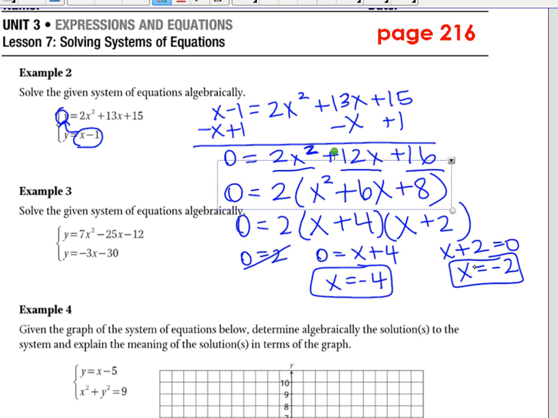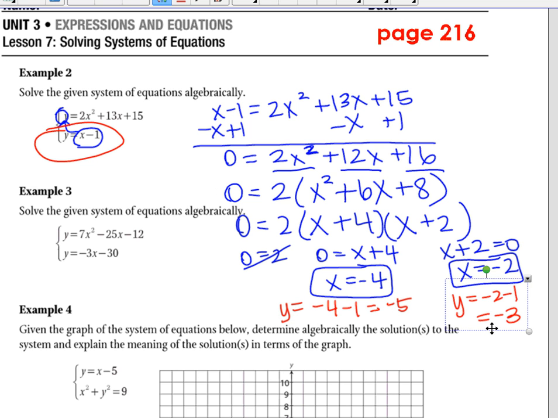Okay, but again, I have two x's. I need their corresponding y's. So I'm going to use the easier equation to solve for y. It doesn't matter, but why not do the easier one when you can? So here, y is going to be negative 4 minus 1, which is negative 5. And here, y is going to be negative 2 minus 1, so negative 3.